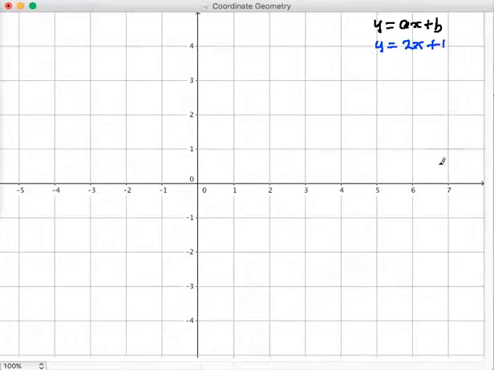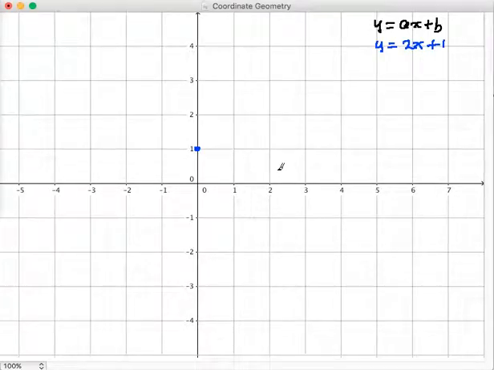So let's try to graph y equals 2x plus 1. Ang madaling makita dito is yung b natin or yung y-intercept natin, which is 1. Ibig sabihin nitong 1 na to, dun siya dumadaan sa y-axis. Y equals b, so y equals 1. Ito yung y-axis natin. Ibig sabihin yung 2x plus 1 dadaan siya dito.